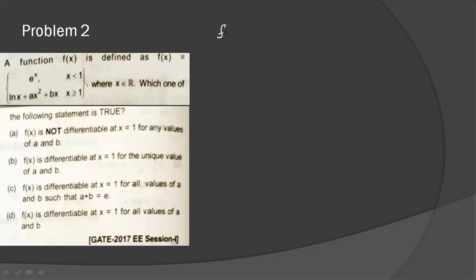If you see, the function is e to the power x, ln x plus ax square plus bx, when x is less than 1, when x is greater than or equal to 1. I told you in lecture 16, exponential functions and logarithmic functions are also differentiable in their respective domains. And this is a polynomial function, so it will be differentiable everywhere.